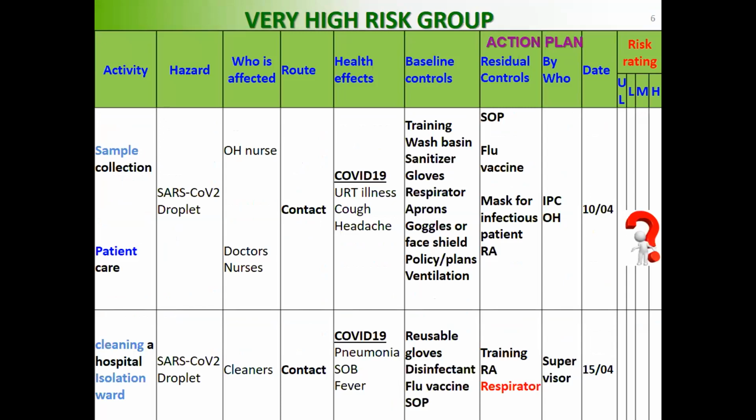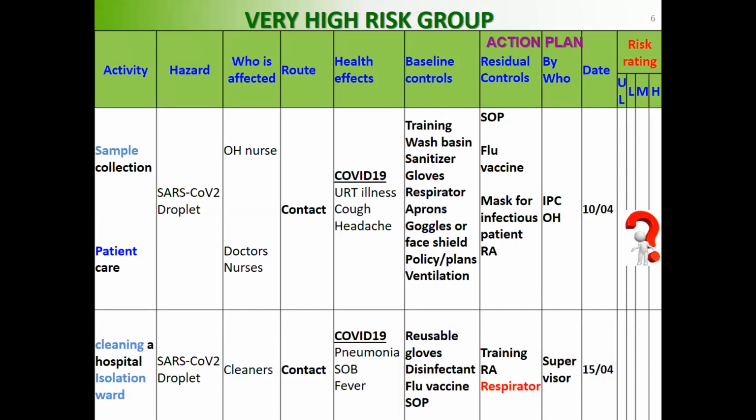So this is just an example of a very high-risk group. Here we took an example of healthcare. So here is sample collection, in a case where an occupational health nurse has to be collecting samples. So that will be the person that will be affected. And then for patient care, it will again be doctors and nurses. The hazard will be the same. As we all know, we're dealing with the coronavirus now. The route will be the same because of the transmission that is currently being proven. And then the health effects will also be the same, depending on which symptom the person is presenting with.